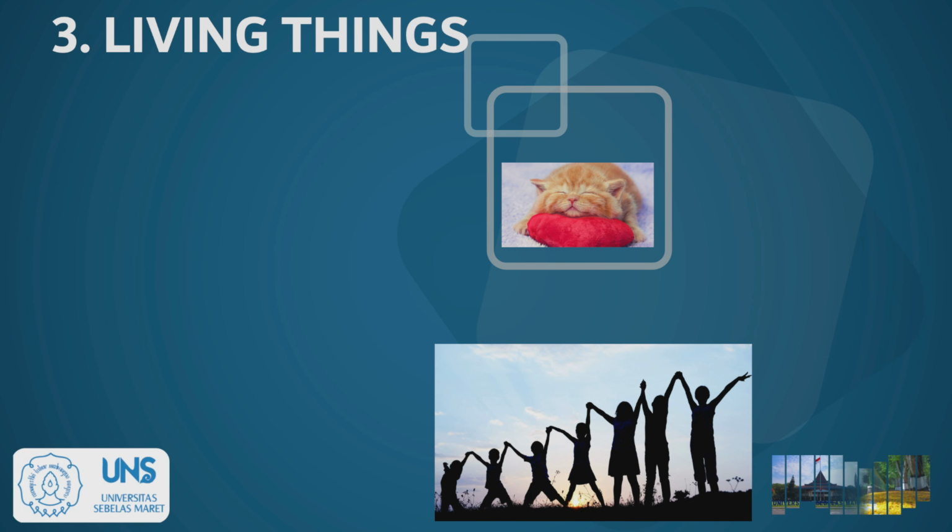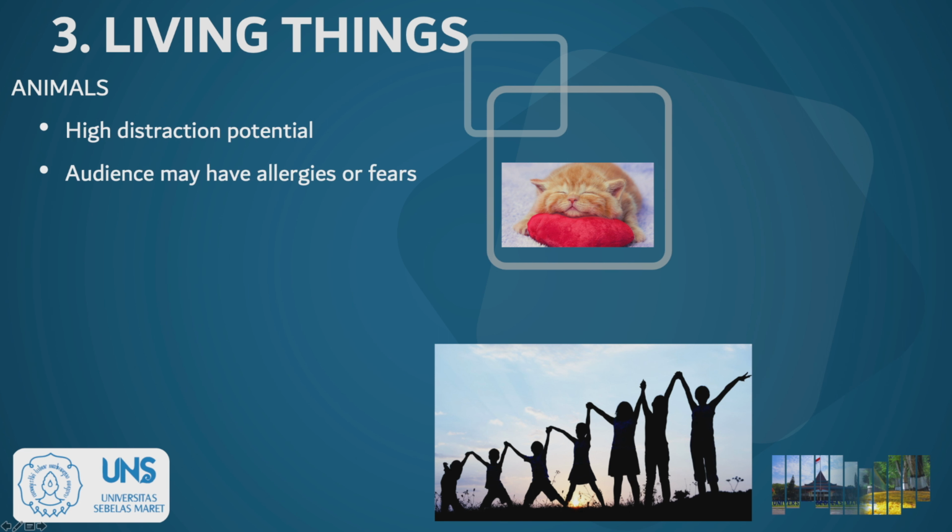The next type of presentation aid is living things. When presenting a speech about animals, it is reasonable to want to bring an animal along to use as a presentation aid. While this can occasionally offer an interesting depth to a speech, there are some severe concerns such as high distraction potential, audience members may have allergies or fears, and regulations may prohibit them.